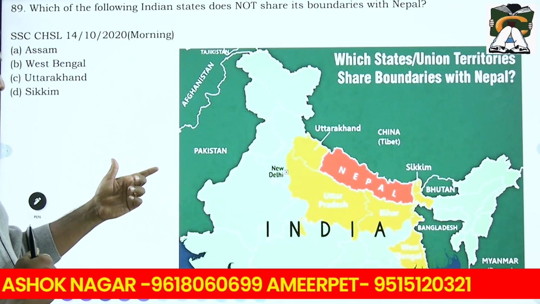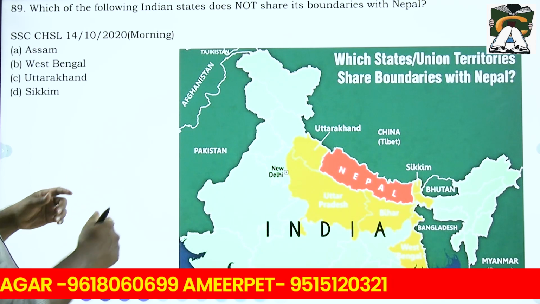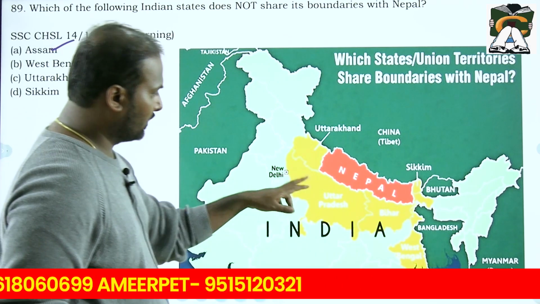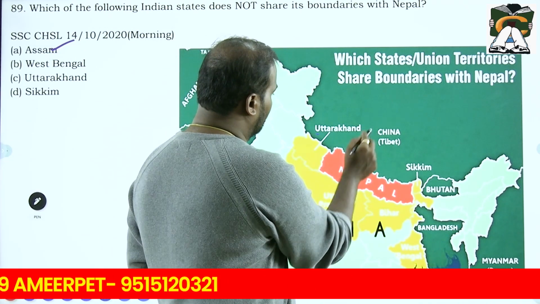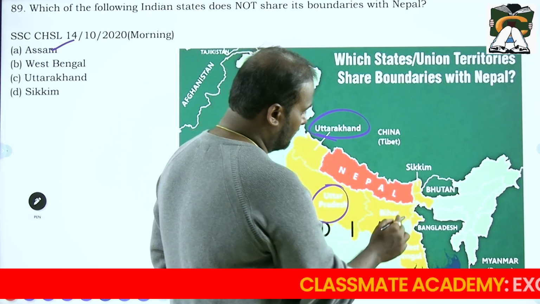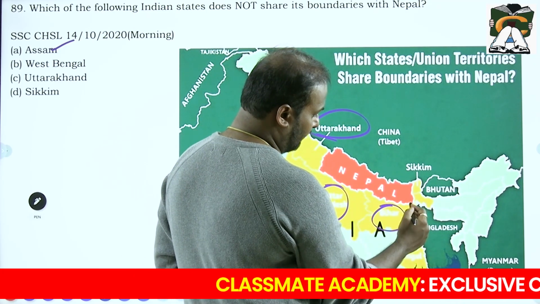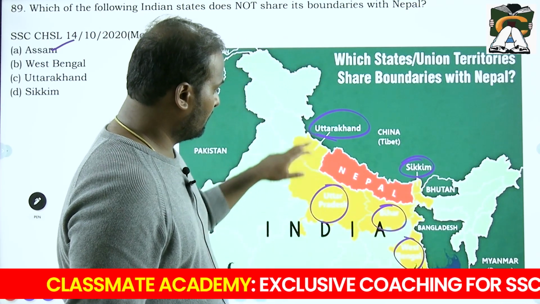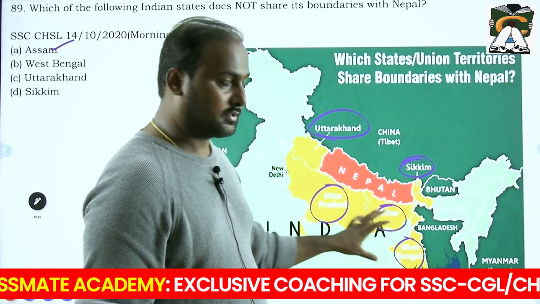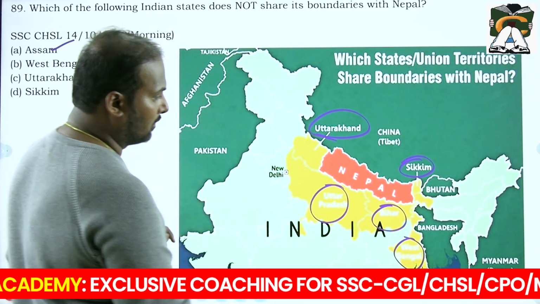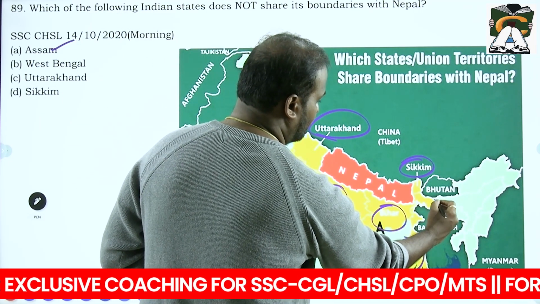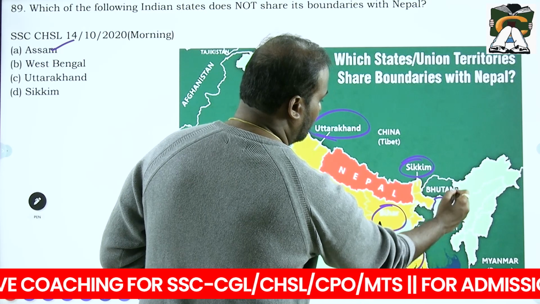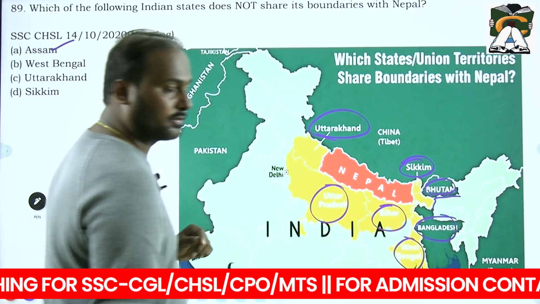So again, this kind of question you can see. Obviously your answer is Assam, because here you can see Nepal, Uttarakhand, UP, Bihar. Here you can see West Bengal as well. You can see West Bengal this part, and again Sikkim. So 1, 2, 3, 4, 5. 5 states are border with Nepal, but not your Assam. See, this is where the Assam will start. So Assam will have boundary with Bhutan and Bangladesh.